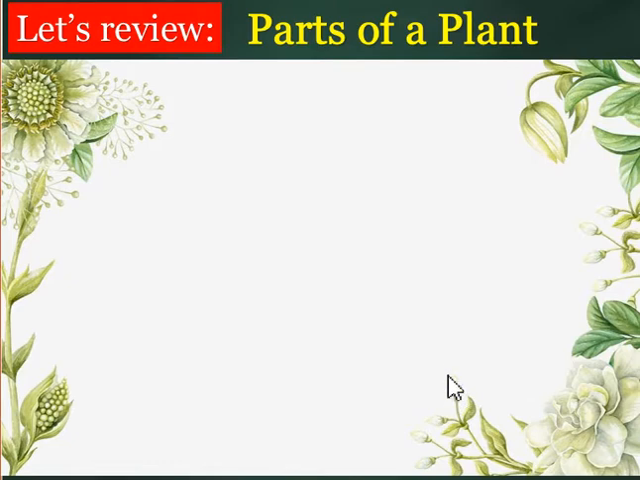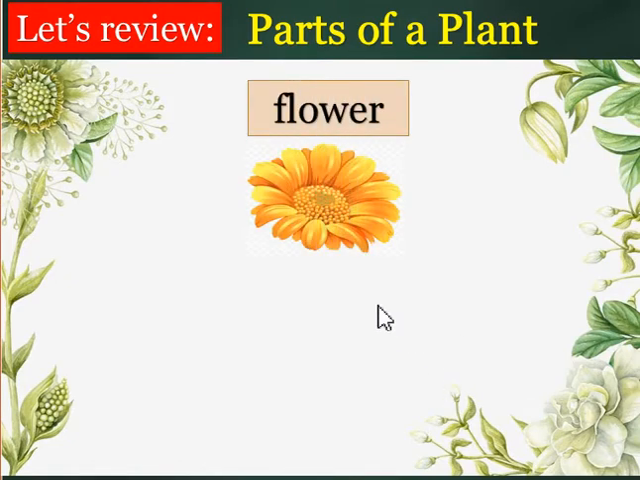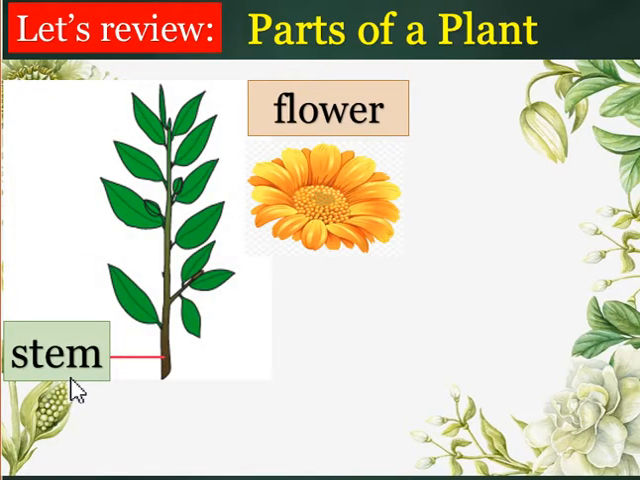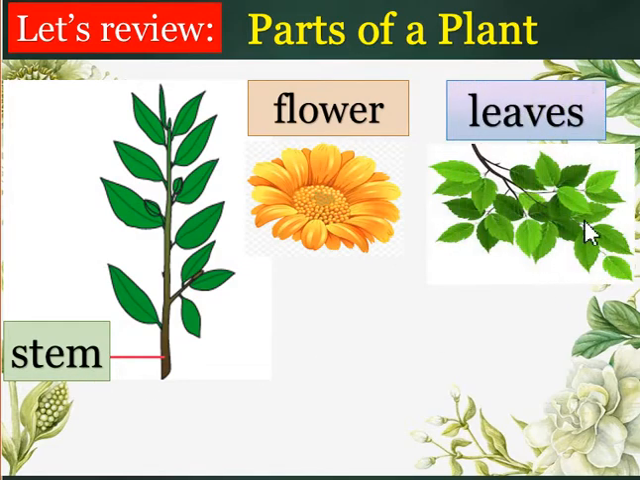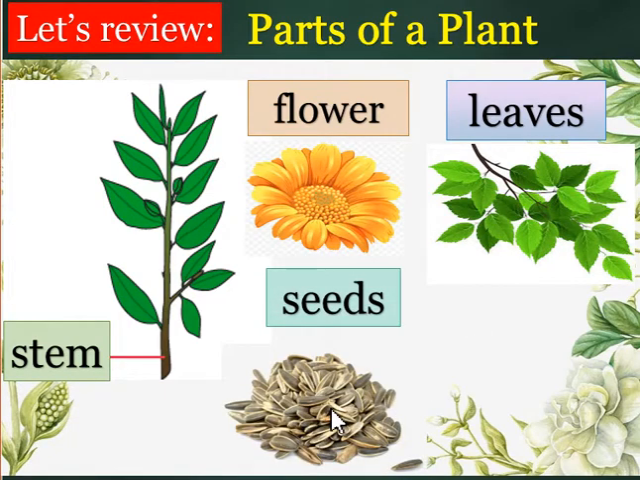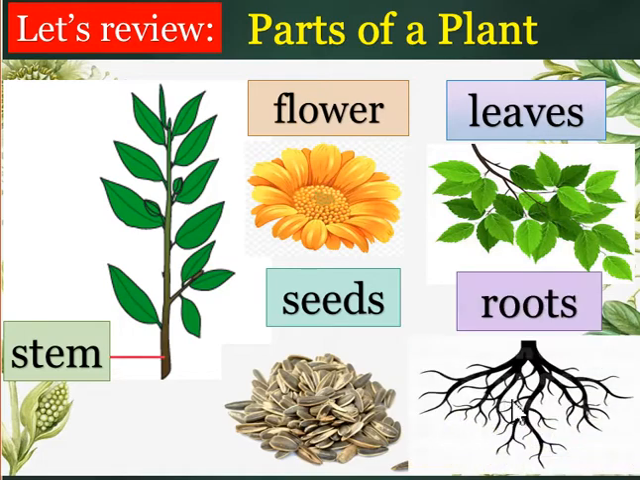There are five parts of a plant. First, we have flower. Next, stem. Leaves. Seeds. And lastly, we have roots. There are five important parts of the plant: stem, flower, leaves, seeds, and roots.